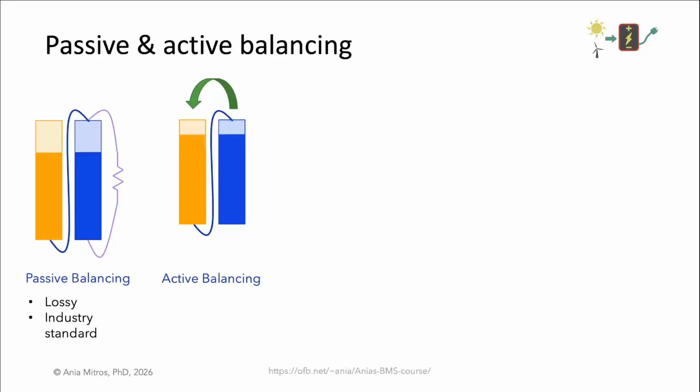Active balancing refers to using some circuit to shuttle charge between cells. The energy is not lost. It's moved from one cell or group of cells to another cell or group of cells. Sounds great, right? It turns out active balancing rarely makes sense.